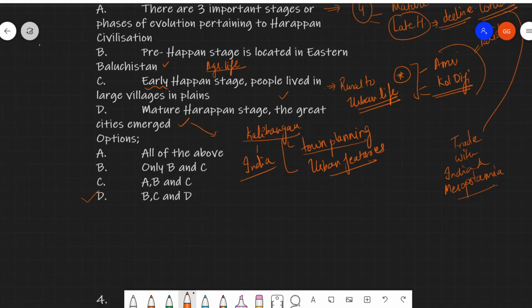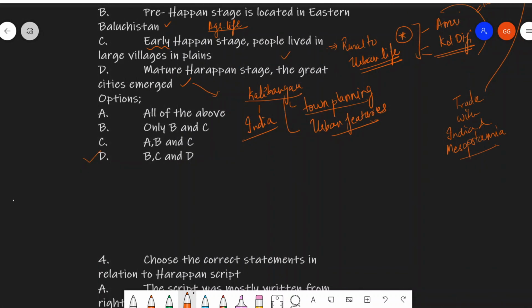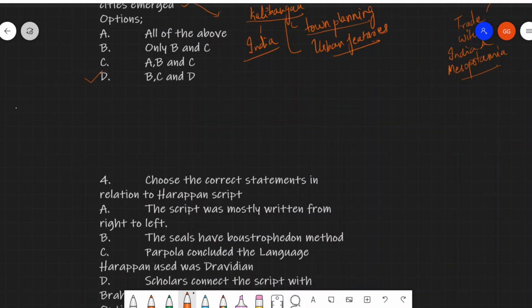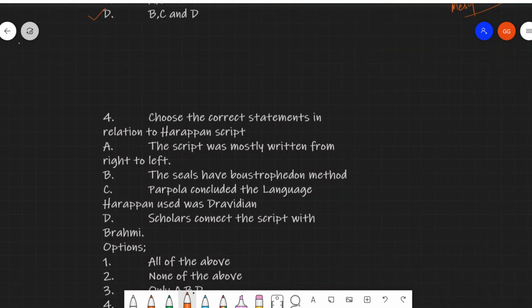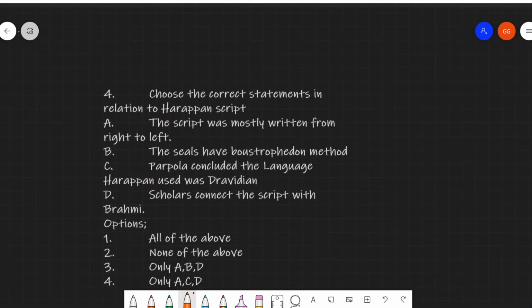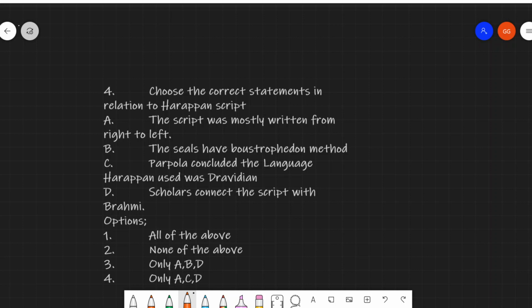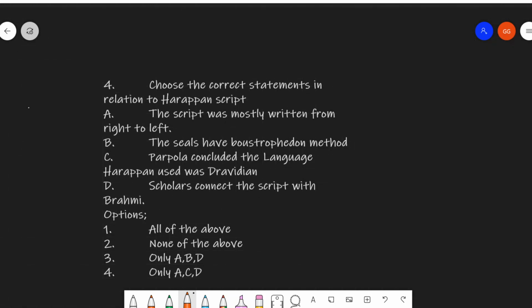The next question that we have is, choose the correct statements in relation to the Harappan script. Now, what we're concerned about in this question is the Harappan script. The first statement is, the script was mostly written from right to left. The second statement is, the seals have Boustrophedon method. The third is, Parpola concluded the language Harappan used was Dravidian. And the last is, scholars connect the script with Brahmi.